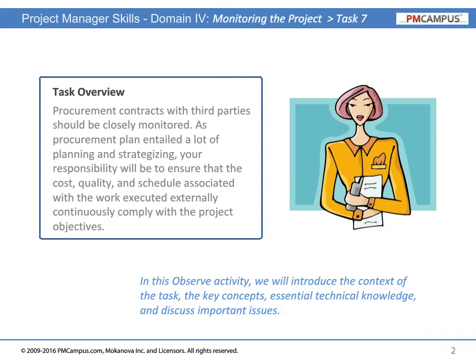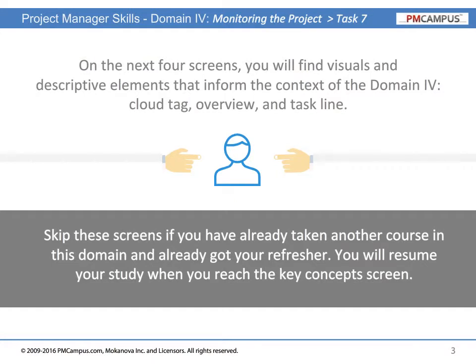In this Observe activity, we will introduce the context of the task, the key concepts, essential technical knowledge, and discuss important issues. On the next 4 screens, you will find visuals and descriptive elements that inform the context of the domain: Cloud Tag, Overview, and Task Line. Skip these screens if you have already taken another course in this domain and already got your refresher. You will resume your study when you reach the Key Concepts screen.